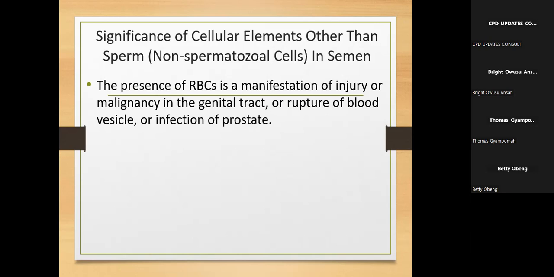But once you get some of these things, you must be careful with RBCs. You don't rush and report about RBCs unless you are convinced that no, it is not coitus interruptus. This is a masturbated sample and there are RBCs, then there could be some injury somewhere. All right.